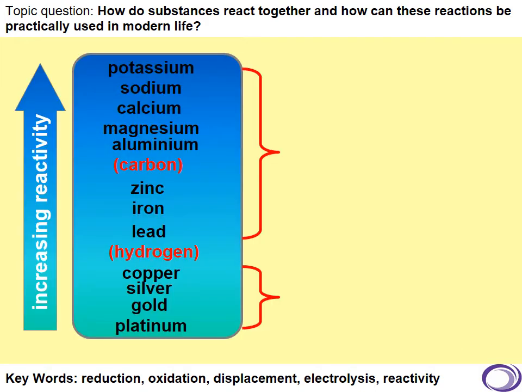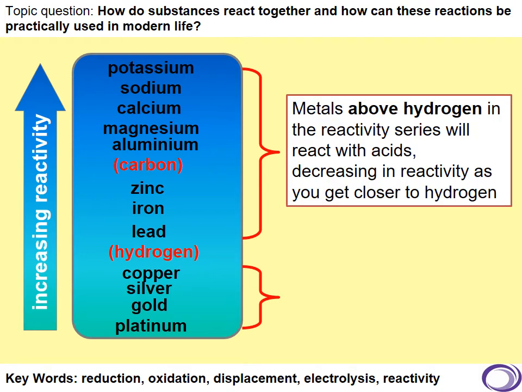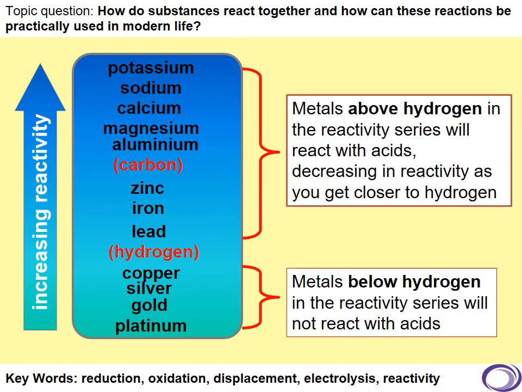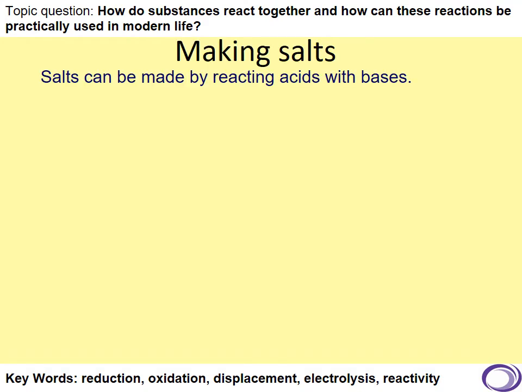So we can see that metals will have different reactivities with acid. Because all acids contain hydrogen, metals above hydrogen will react with acids, and as you get closer to hydrogen, that reactivity decreases. Metals below hydrogen will not react with acids. When metals and metal compounds react with acids, they produce salts.